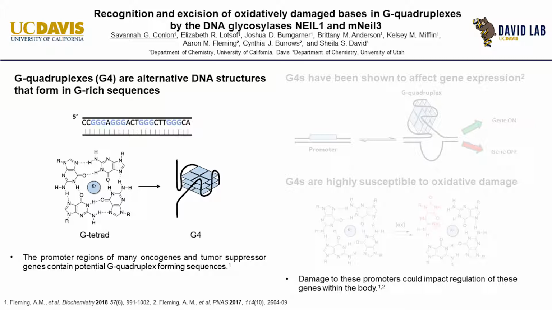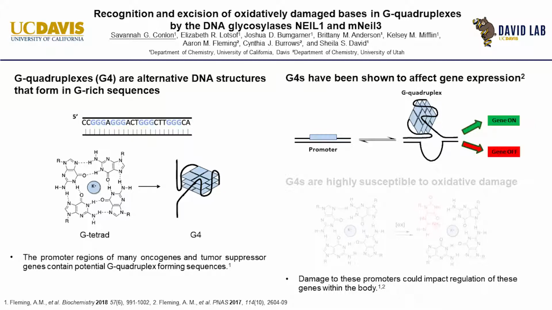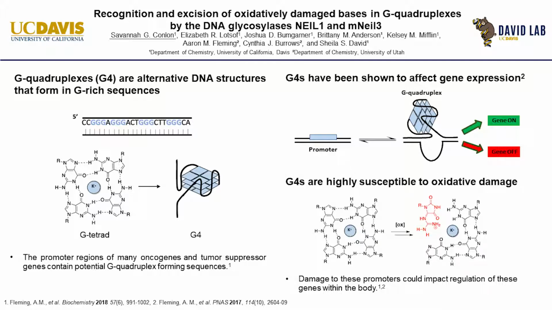Interestingly, potential G4 forming sequences are found in the promoter regions of many biologically relevant genes, such as oncogenes and tumor suppressor genes. More recently, it has been shown that G4s can affect gene expression. Specifically, the equilibrium between the duplex and G4 structures can turn on or off genes in specific cases. This makes G4s of therapeutic interest. However, because of their high guanine content, G4s are more susceptible to oxidative damage. And when this damage occurs, it can affect the structure of the G4, which could subsequently impact gene expression.